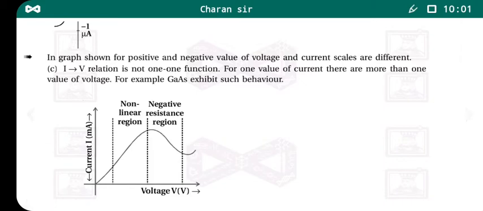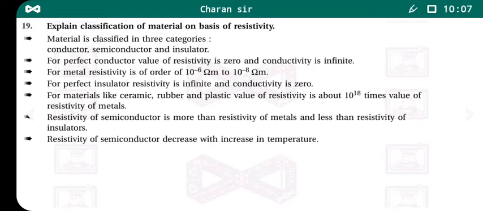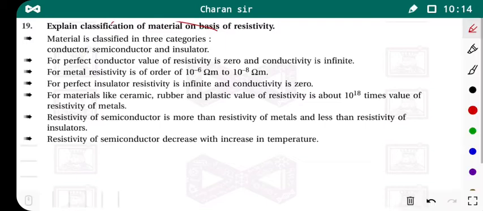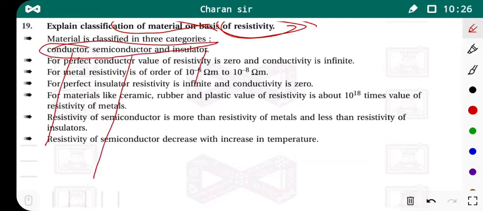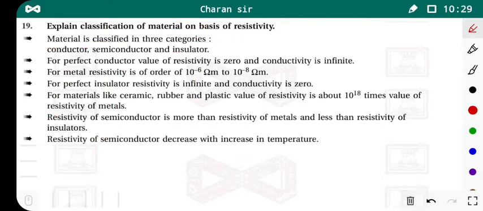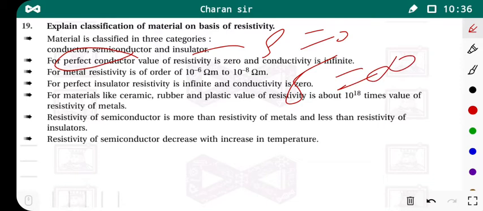Now, next question. Explain the classification of material on the basis of resistivity. That means we classify the materials on the basis of their resistivity. So according to the resistivity, materials can be classified into three categories: conductors, semiconductors and insulators. For perfect conductors, the value of the resistivity is 0 and the conductivity is infinity. That means the conductors have 0 resistance.